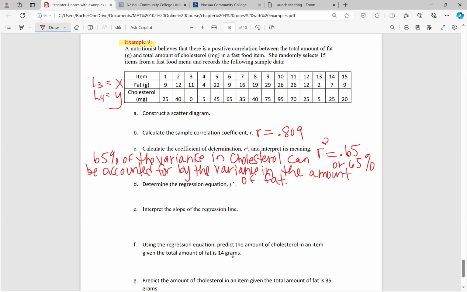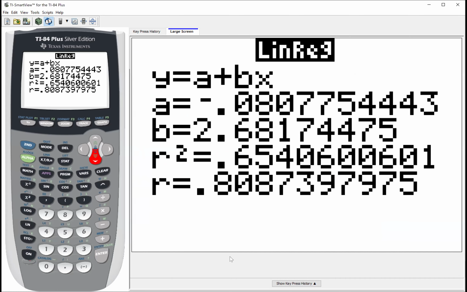So now what I want to do in part D is let's get the regression equation. So let's come up with the equation that's going to be the best fit for this data. Now, we also have that in the output that we already pulled up on the calculator. So we need A and B. So let's go back over to the calculator. You should still have it on your screen. So A, let's go 2 places. So A is going to be negative 0.08 and B is going to be 2.68.